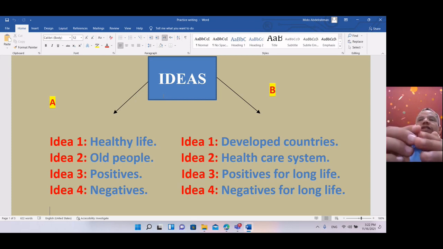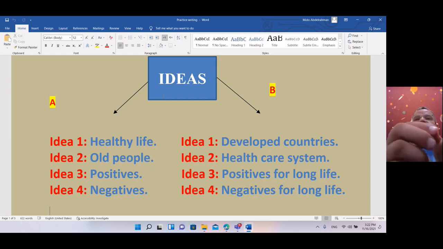What to do is about idea 1, developed countries. I got developed from the adjective in the question, developed countries. So I'm talking about developed countries. How could they be developed? Basis or basics of development, shapes, examples, and so on, in a general introduction paragraph.